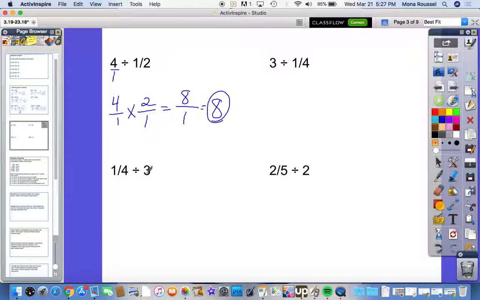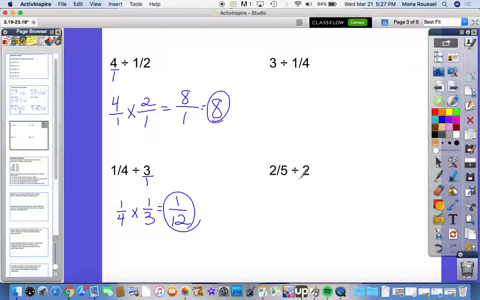Again, if we have 1/4 divided by 3, we have to make the 3 into a fraction first. We make it 3/1. Then we keep, we change, and we flip. Nothing can cancel here, so we multiply across, and we get 1 times 1 is 1, 4 times 3 is 12. 1/12 is not improper, and it cannot be reduced.